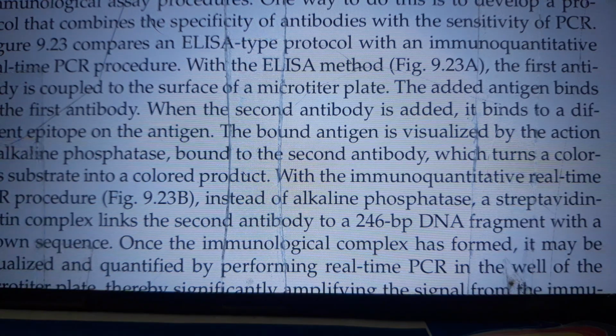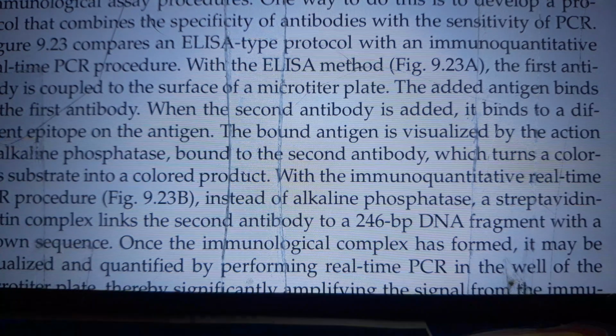So, in relation to this, the figure on 9.23 compares an ELISA-type protocol with an immunoquantitative real-time PCR procedure. With the ELISA method, figure 9.23a, the first antibody is coupled to the surface of a microtiter plate, and the added antigen binds to the first antibody. When the second antibody is added, it binds to a different epitope on the antigen. The bound antigen is visualized by the action of alkaline phosphatase bound to the second antibody, which turns a colorless substrate into a colored product.